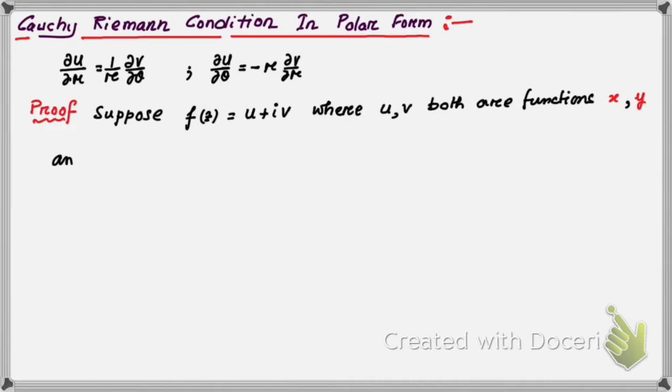So now you see, z is a complex number. z is equal to x plus iy. Let me take it that way. So in polar form, it can be written in this form.